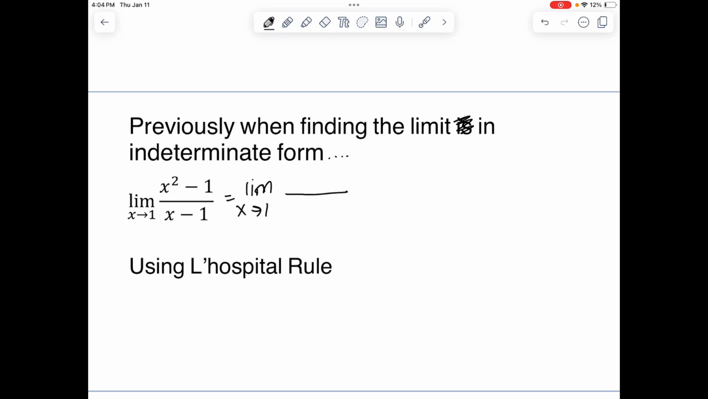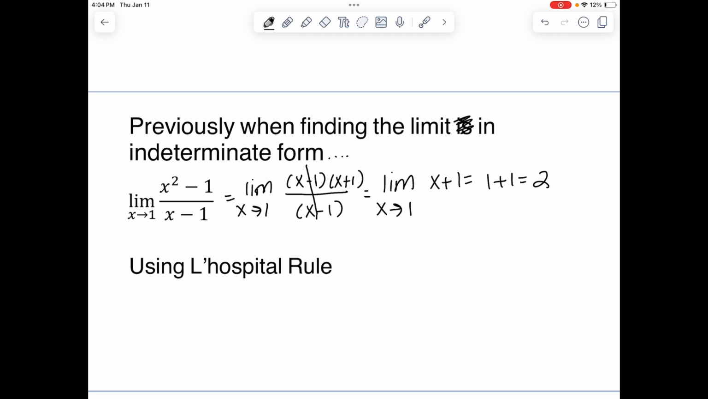The numerator factors to x minus 1 times x plus 1. The denominator stays as x minus 1. This is an equation that has a removable discontinuity because this factor right here can technically be removed. And then I'll get the limit as x approaches 1 of x plus 1, and then I can plug in 1 here, and I would get 2. So previously, that is what we did.